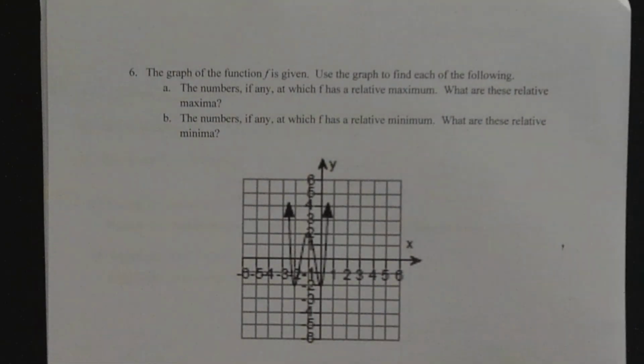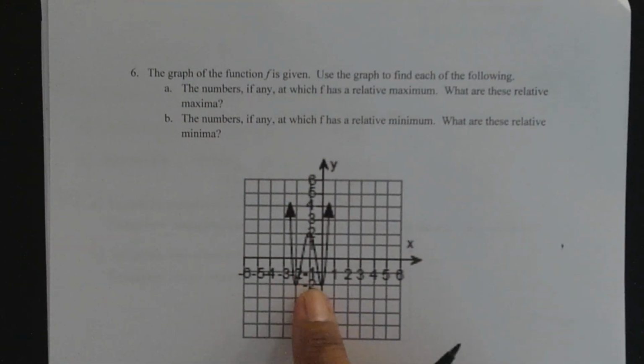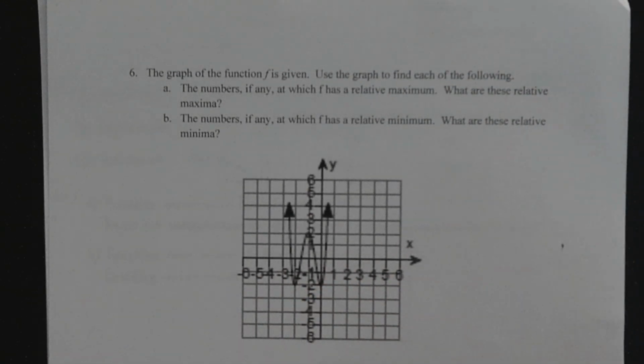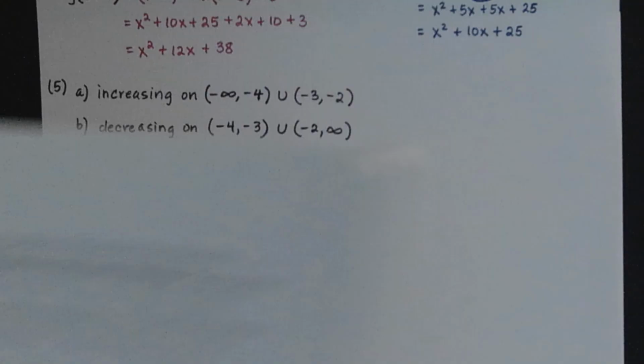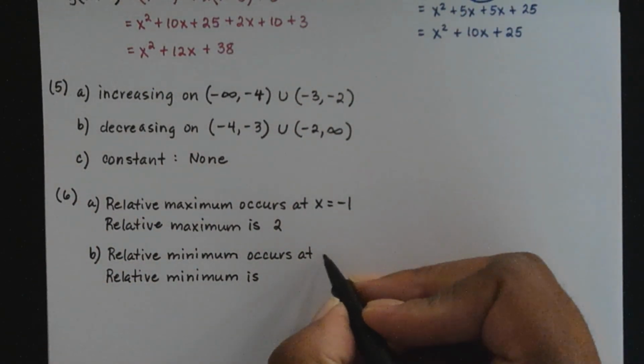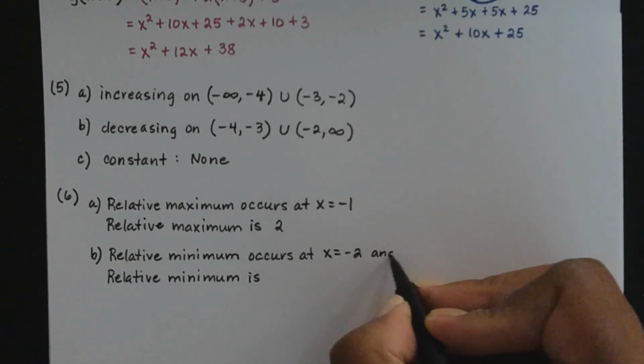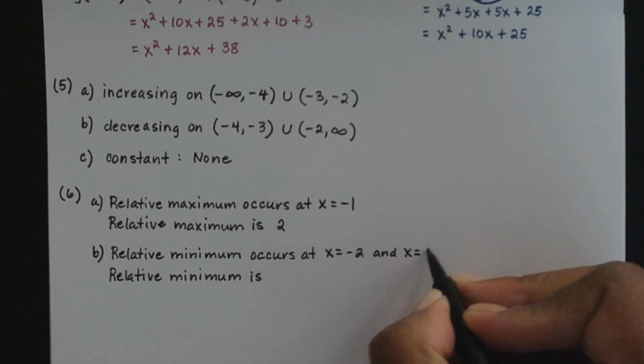So going back to this graph here, notice we have 2 relative minimum or minima. They occur at what x values? -2 and 0. So we got 2 places where this relative minima occur, at x equals -2 and x equals 0.